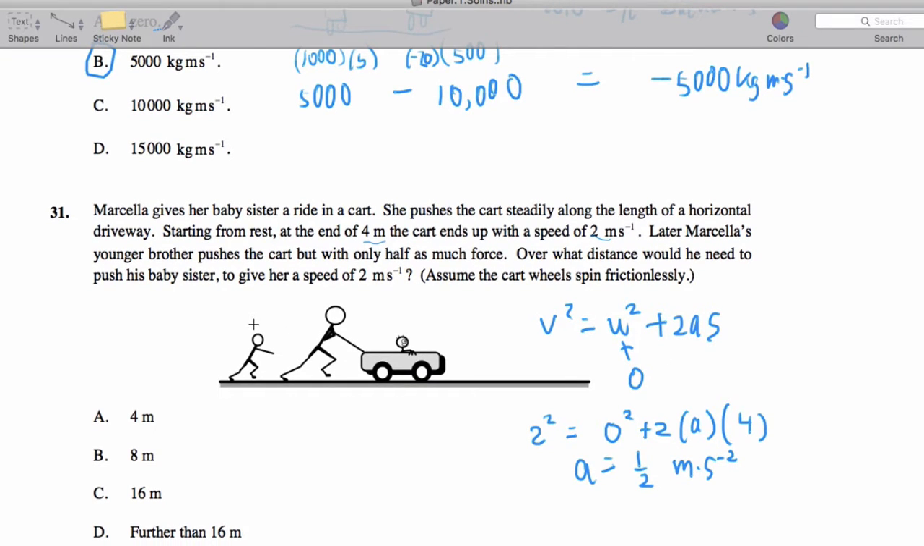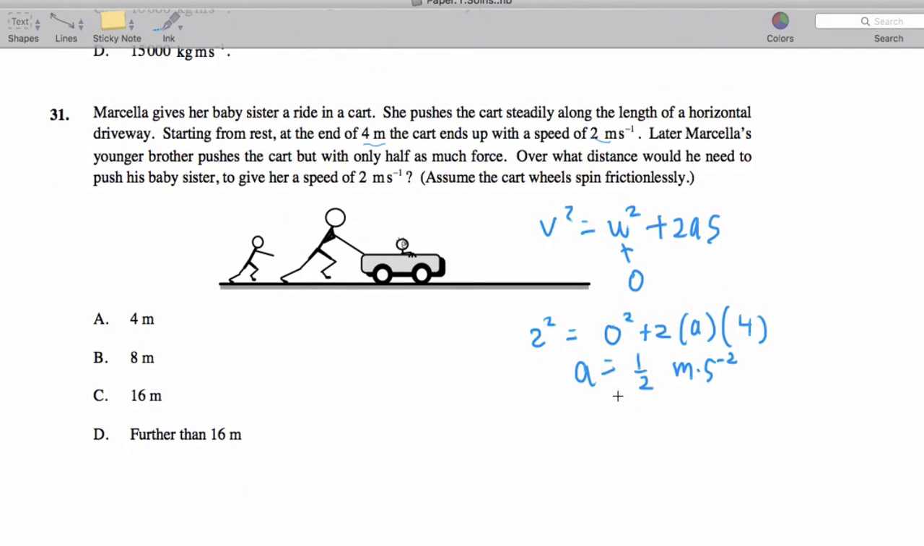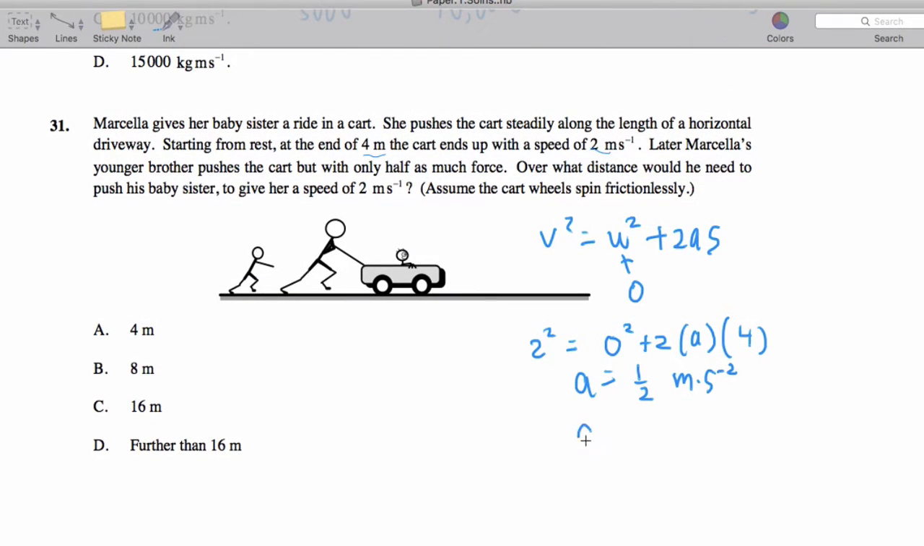Now her brother pushes the cart with only half as much force. That means the acceleration that the brother imparts is going to be half as much, which is 1/4 meters per second squared. And we want to know how much distance the younger brother is going to need to push the cart in order to get a speed of 2. So for the brother, this is the first part that I did. For the second part, let's do it over here.